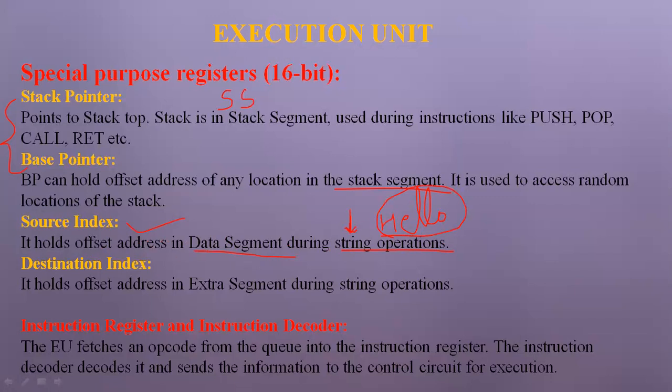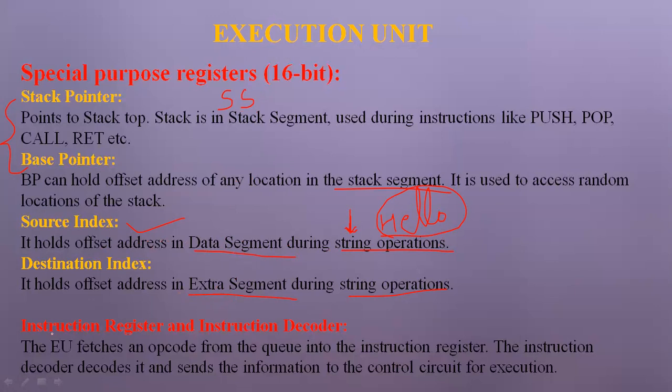The destination index holds the offset address of the extra segment during string operations. Similar, but here data segment, there extra segment. So stack segment, data segment, and extra segment are the segment registers supported by the bus interface unit.